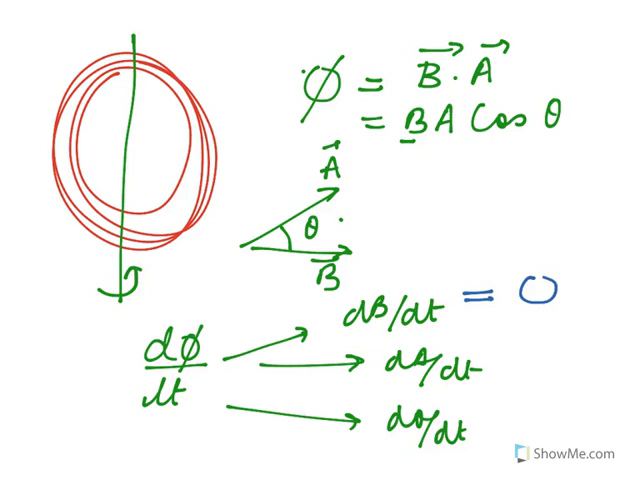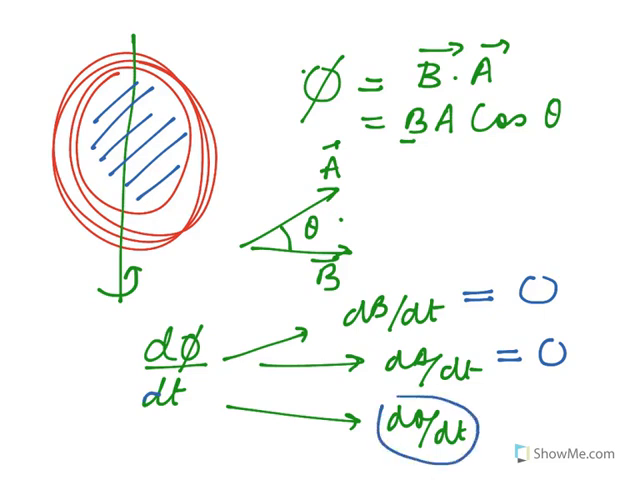Because there is no change in the area of the coil, area enclosing the flux, as the coil is rotated, A is constant and dA dt is equal to 0. So d phi dt is due to d theta dt, that is the change of angle as the coil is rotated. Change of angle between the area vector and the magnetic field.